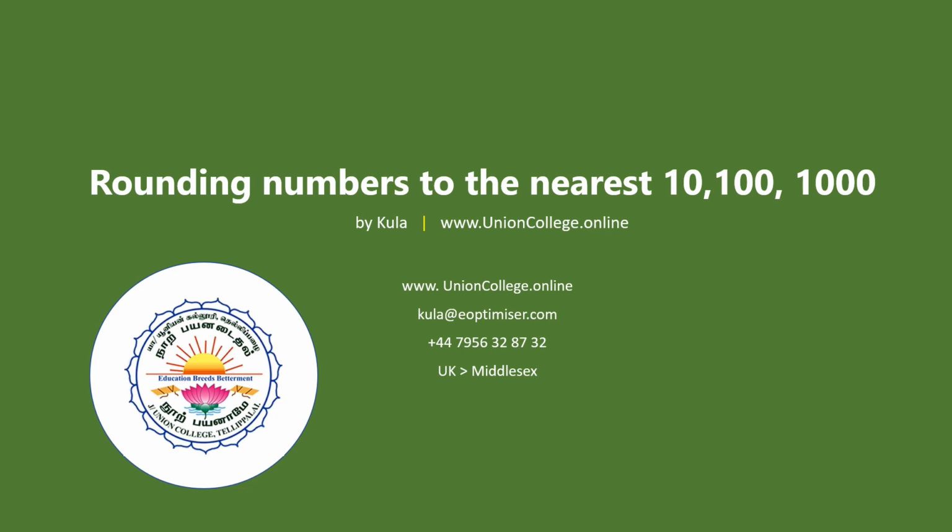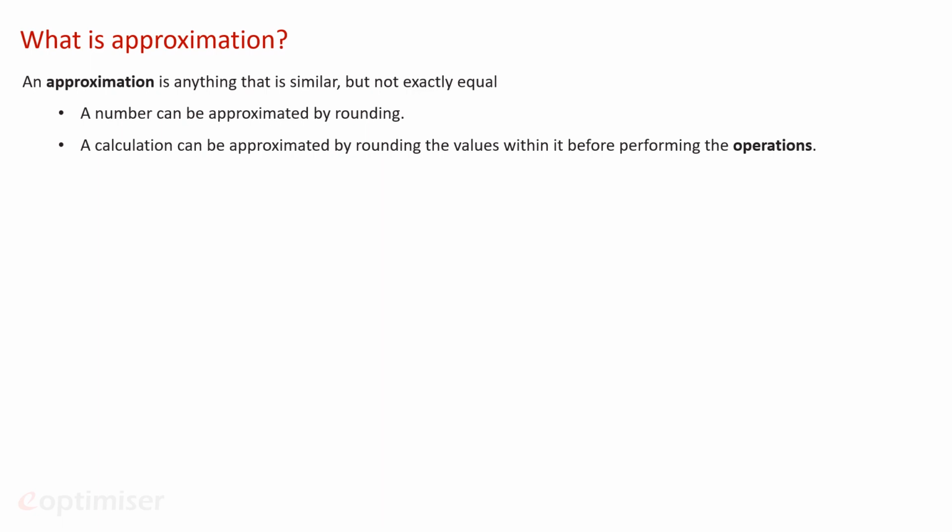In this lesson, we will look at how to round numbers to the nearest 10, 100 or 1000. So in this lesson we will learn what approximation is. Approximation is similar but not the same. Say, for example, if you're buying tiles for your floor, then you can't buy the exact tiles, so you have to find the approximate number of tiles. Then you will end up with some broken pieces left over, but they'll be near but not equal.